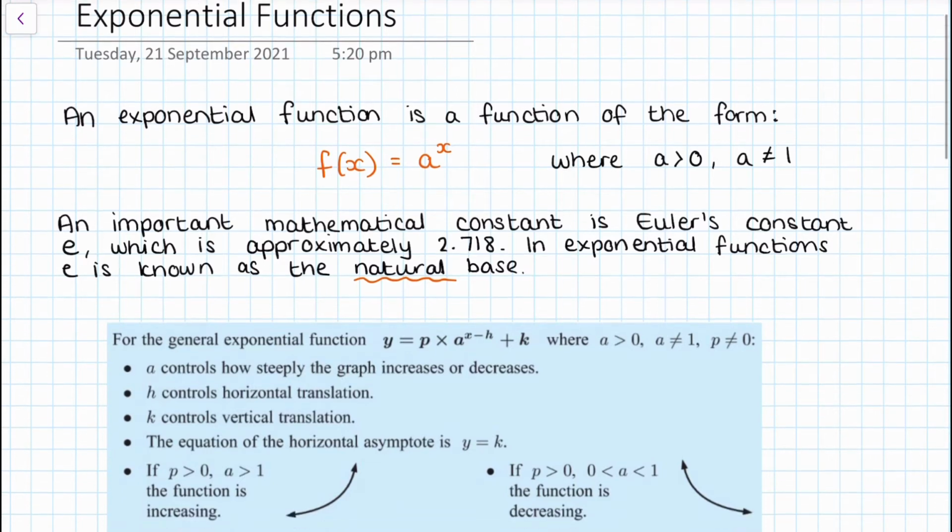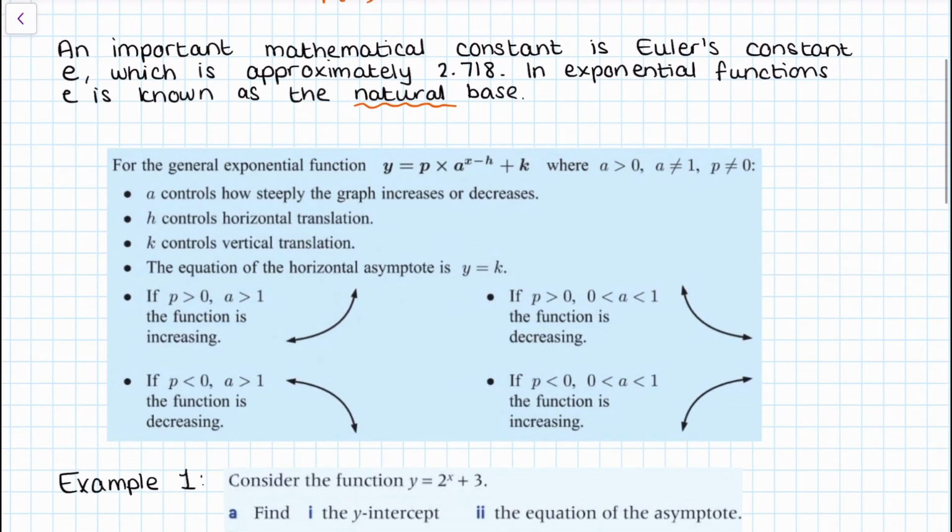There's just some information here on exponential functions when we're drawing graphs. So they've got a general form of an exponential function here. And a controls how steeply the graph increases or decreases. h is a horizontal translation. k is the vertical translation. And the equation of the horizontal asymptote is when y equals k. These parts here of where p and a are tell us what the graph looks like. And once again, that's something you need to learn.